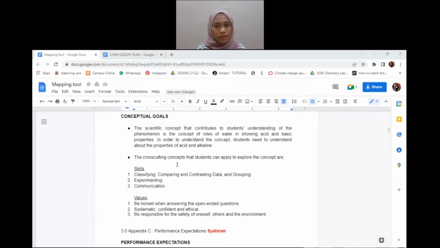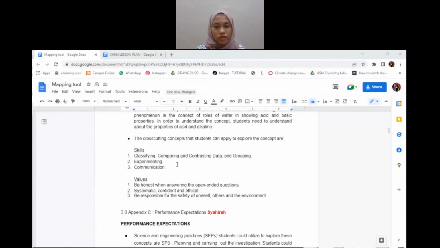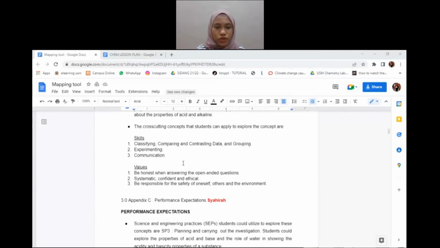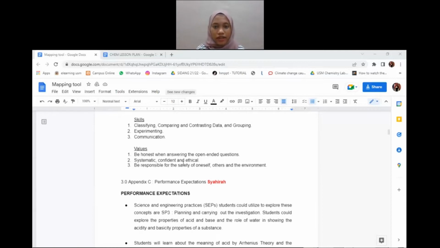The practical concepts that students can apply to explore the concept are, first, the skills: classifying, comparing and contrasting data, grouping, experimenting and communication. For the values, we choose the value of being open-minded when answering the open-ended question, systematic, confident and ethical, and being responsible for the safety of oneself, others and the environment.